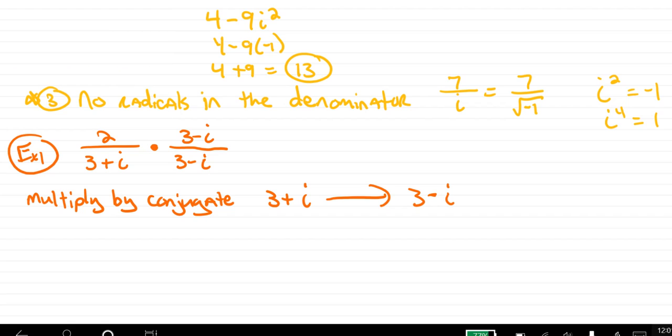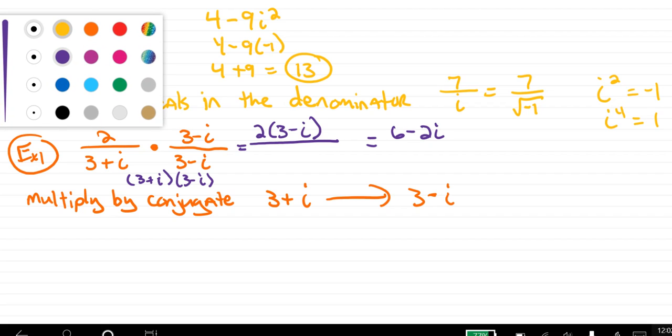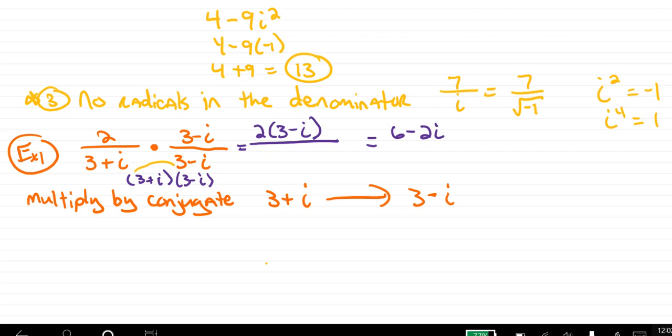So if we multiply the top, I'm just going to write it this way. We'll have 2 times 3 minus I. So when you multiply that out, you're going to get 6 minus 2I. On the bottom, just because of space, I don't want to write the whole thing, we'll have 3 plus I times 3 minus I.